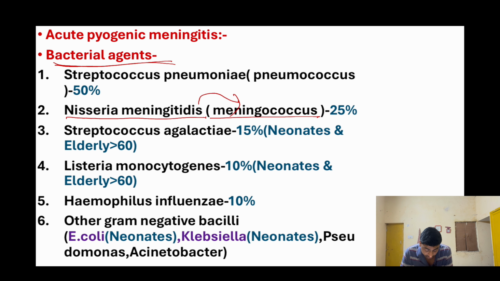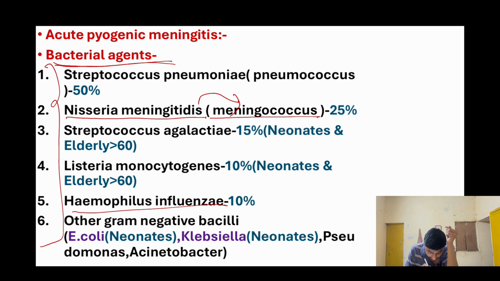The third bacteria we have is Streptococcus agalactiae. It causes meningitis in neonates and elderly people greater than 60 years of age. Fourth one, Listeria monocytogenes, also causes meningitis in neonates and elderly people. And Haemophilus influenzae and other gram-negative bacilli like E. coli, Klebsiella, Pseudomonas and Acinetobacter.